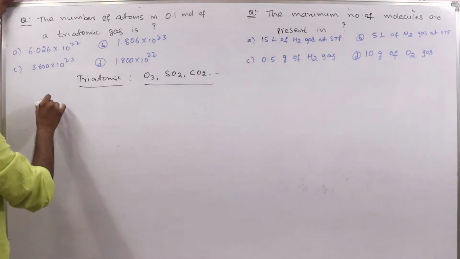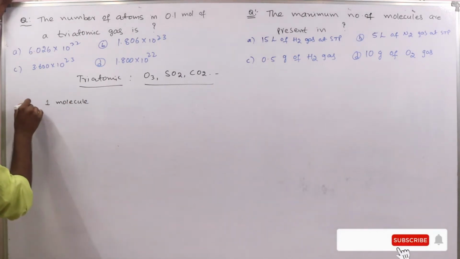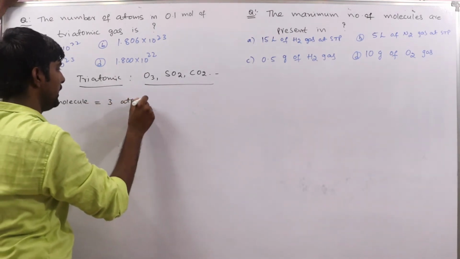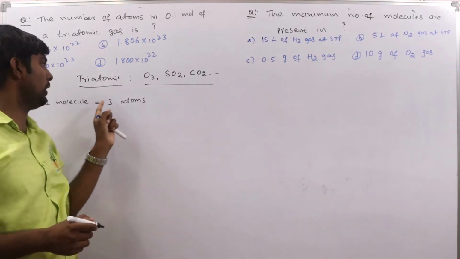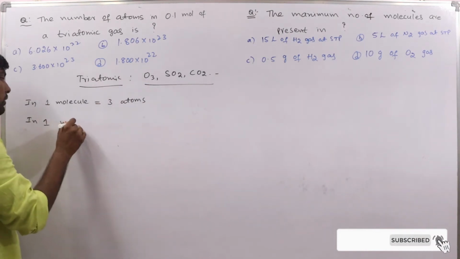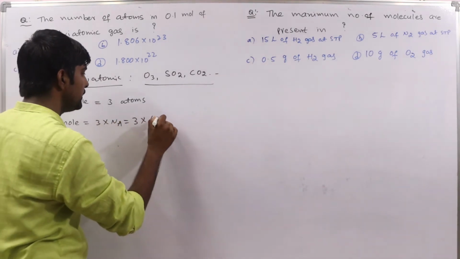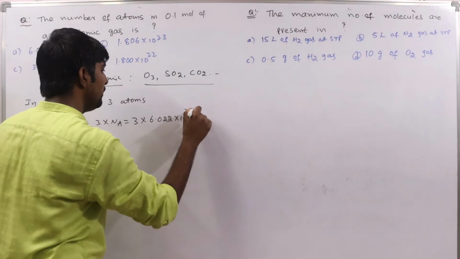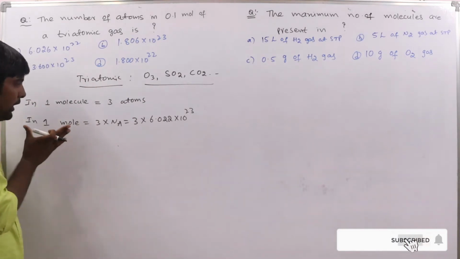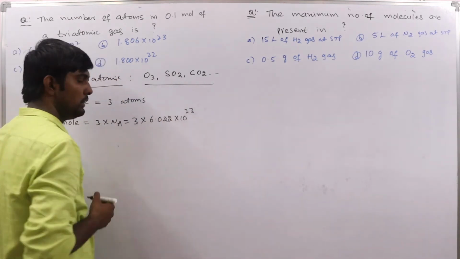So here we have to identify total how many atoms are there. In one molecule how many atoms are there? 3 atoms are there, right? Yes or no? In one molecule 3 atoms. In 1 mole, 3 into Avogadro number, that is 3 into 6.022 into 10 power 23. In 1 molecule how many atoms? 3 atoms. In 1 mole 3 into Avogadro number of atoms, right? Very simple.